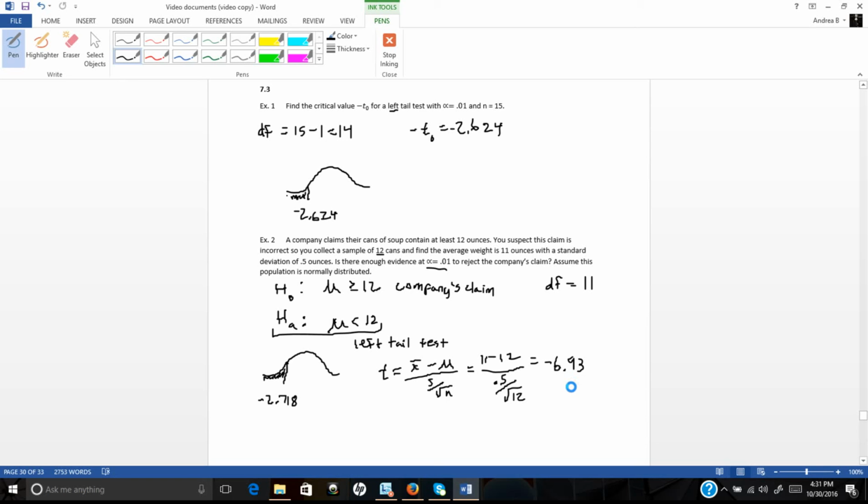So in this case, we have negative 6.93. So that is in our rejection region. Remember, our rejection region is that left side of our critical value. This was our critical value, our negative t sub 0 here. That's our critical value. So it's less than that value. It's in the rejection region, so that means that we reject our null hypothesis here.